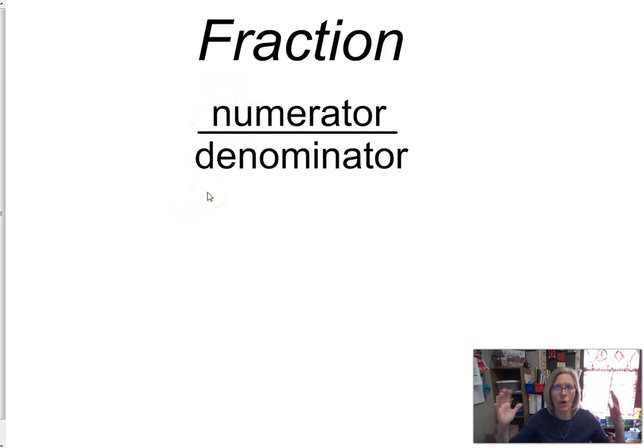Denominator is the whole thing. It's the big part, okay? So the denominator goes on bottom, okay? And we dance our denominator. And D for denominator also is D for dance. That's the way I remember it anyway. Or north and down if you like that one better.